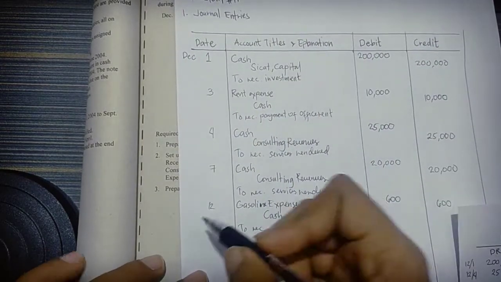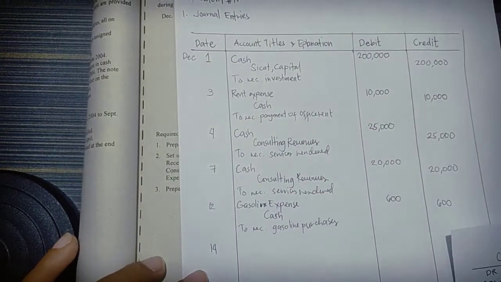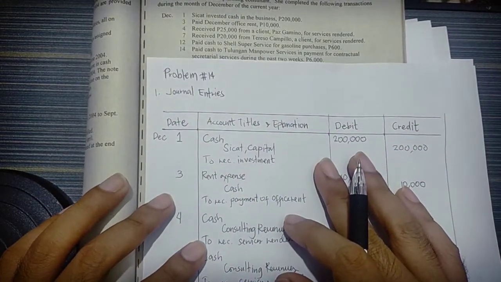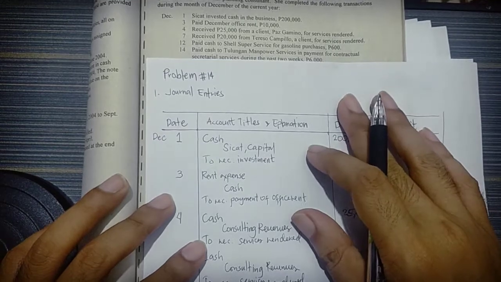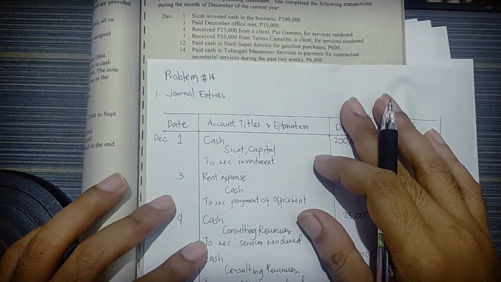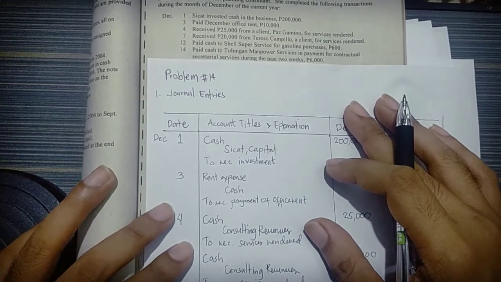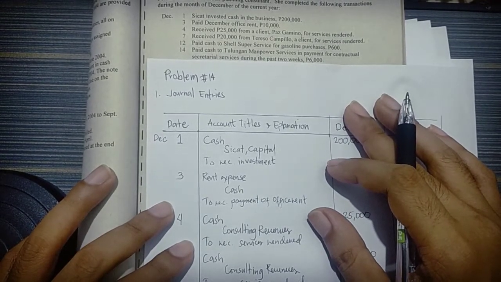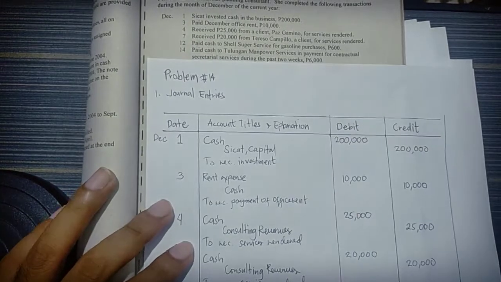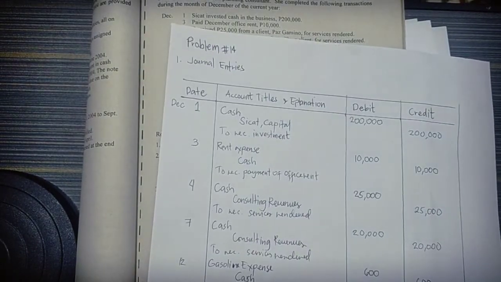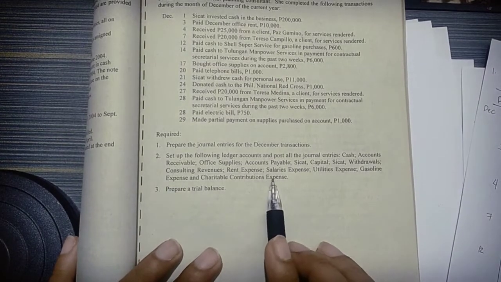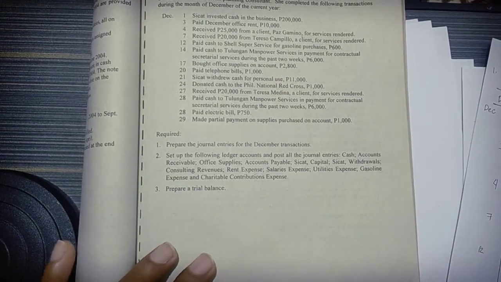December 14, paid cash to Tulungan Manpower Services in payment for contractual secretarial services during the past 2 weeks, 6,000 pesos. So, paid cash pa rin. So, meaning mag-decrease yung cash natin. And of course, that is for the payment for secretarial services. So, that is also an expense, no? So, anong category ng expense yan? Anong type of expense? Salaries expense.